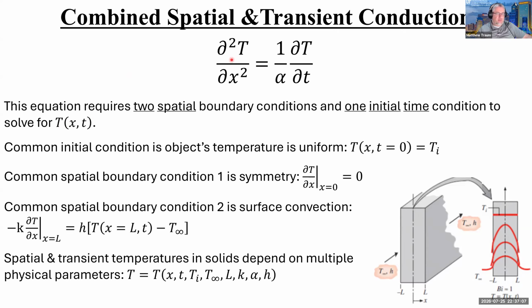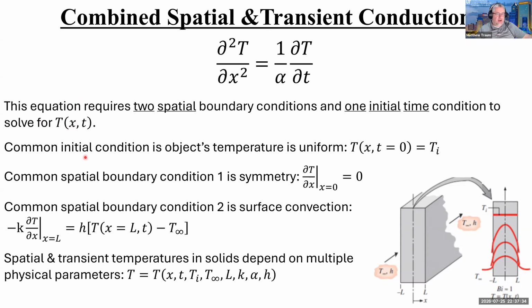So notice, we have a second order here in spatial and a first order here in time. So this equation requires two spatial boundary conditions and one initial time boundary condition. And we're solving for T as a function of x spatial and small t time. And so that's the ultimate goal, is to get the temperature field versus spatial and time dimensions.